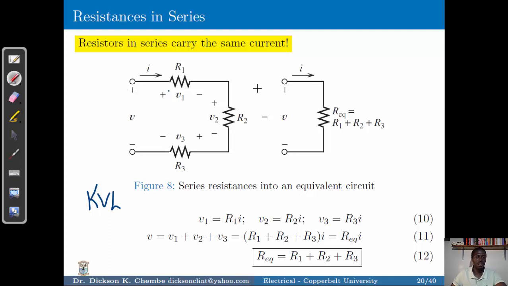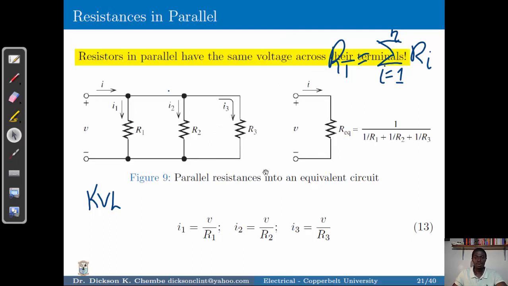It doesn't matter how many resistors you have in the circuit. All you do is simply add. So in this case, for a series circuit, the total resistance is simply equal to the sum of the resistances Ri, with i from 1 to n. So if we have 10 resistances, we simply add them from 1 to 10 and we get the total resistance.